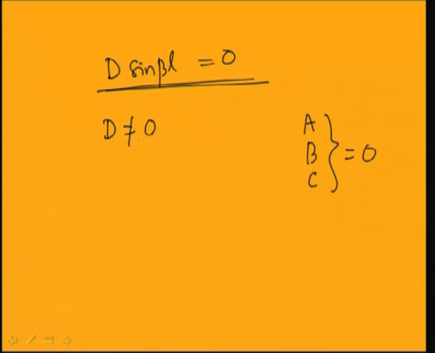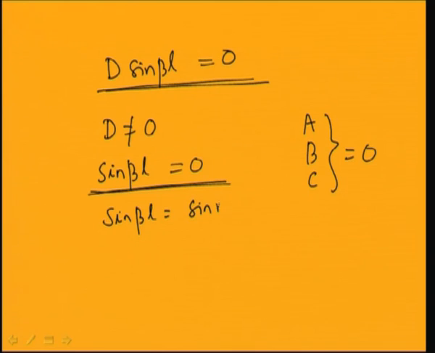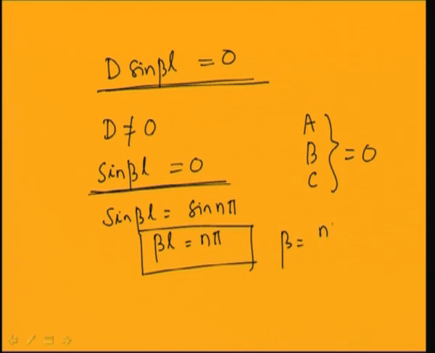So the expression becomes sin(βL) equal to 0. As sin(βL) equal to 0, I can write sin(βL) equal to sin(nπ). For sin(nπ), this becomes 0. So I can write βL equal to nπ, or β equal to nπ by L. This is the frequency equation, β equal to nπ by L, for a simply supported beam.